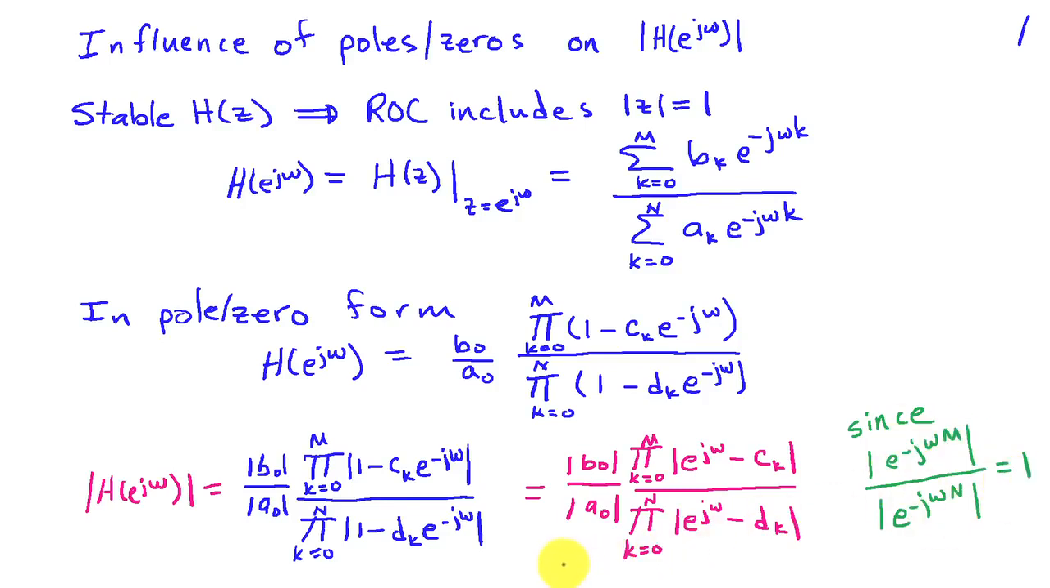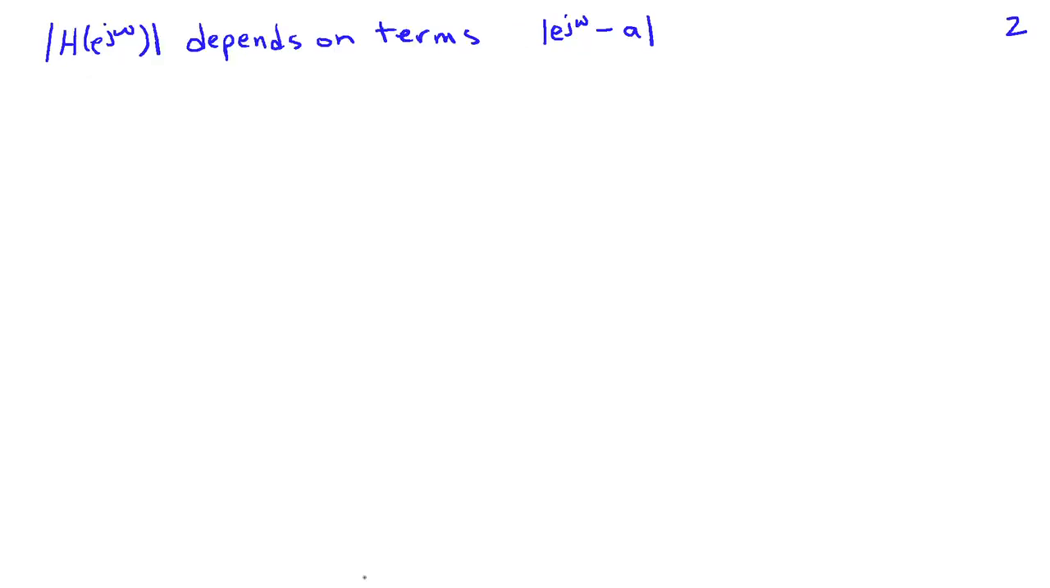Now, this is a very useful form in which to study the relationship between the frequency response and the poles and zeros of the system. What we see is that the magnitude of the frequency response depends on terms of this type. In the numerator, we had e^{jω} minus a zero, and in the denominator, we had e^{jω} minus a pole. So if we understand how this term behaves, we can characterize the entire magnitude response of the system.